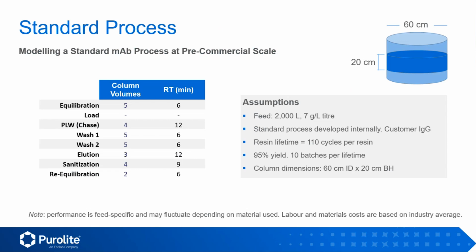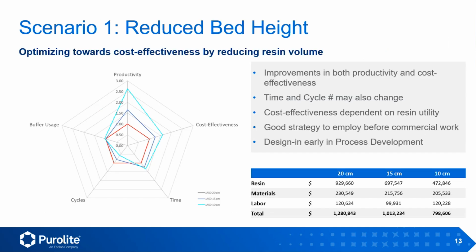So if we take a standard process with a 60 centimeter internal diameter column and a 20 centimeter bed height, under these conditions with a feed of 7 grams per liter titer and a 2000 liter reactor, you can see that there's various strategies that we can consider. And one of these is the reduced bed height. So this chart shows the benefits of reducing the bed height.